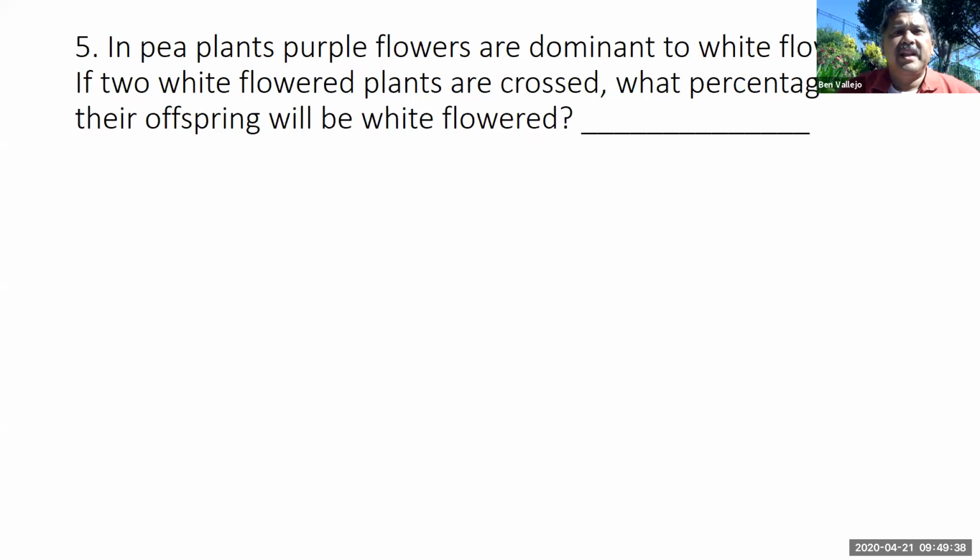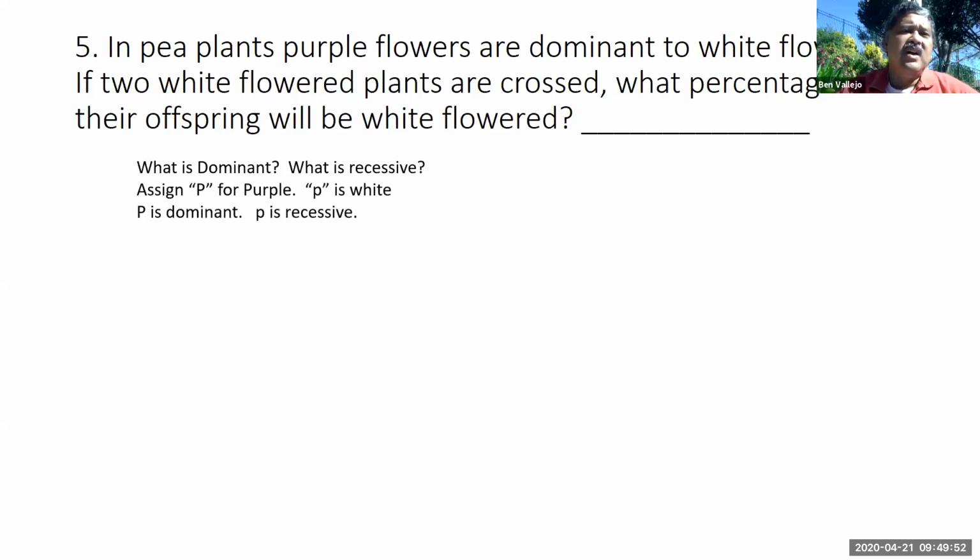Okay, number 5, in pea plants, purple flowers are dominant to white flowers. If two white-flowered plants are crossed, what percentage of their offspring will be white-flowered? So we have two white-flowered plants, and we want to know a percentage. That's straight from the question. We haven't even done anything yet. So our first step, what's dominant, what's recessive? Big P is purple and little p is white. How do we know that?